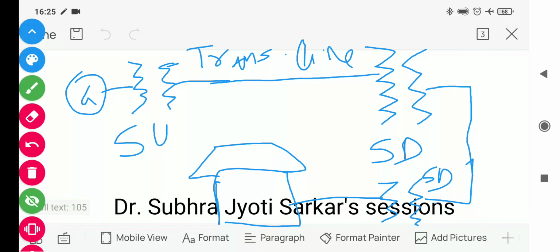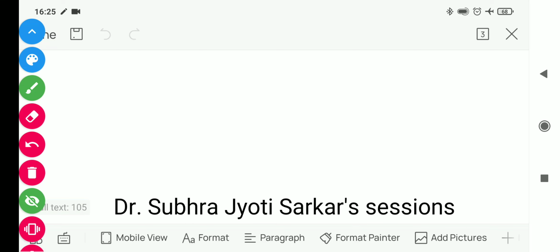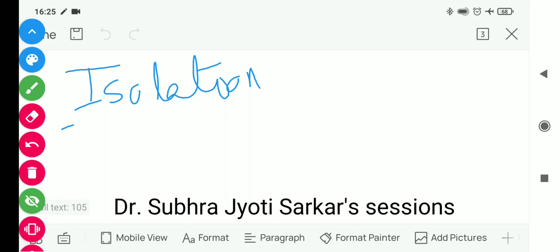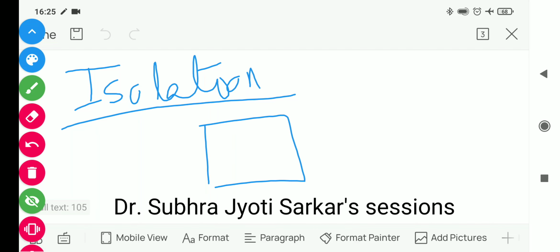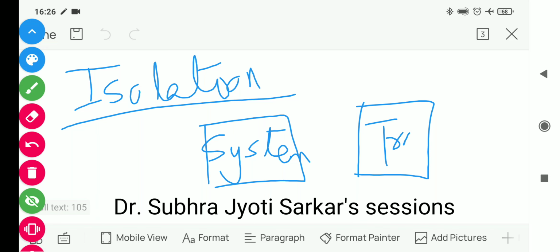Now the other one, that is the isolation transformer. It is going to have a different sort of example. Generally this isolation transformer has a unique application for isolation purposes. The name itself justifies that. So what basically does isolation mean? Let us suppose I have a system here, and then we have a transformer. Then here we have another system.